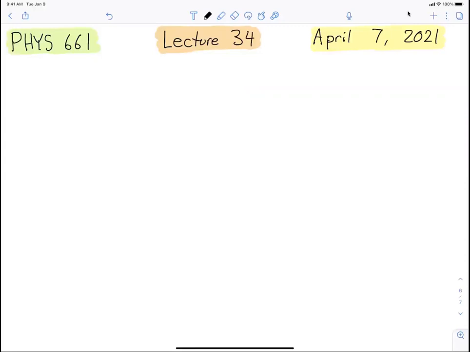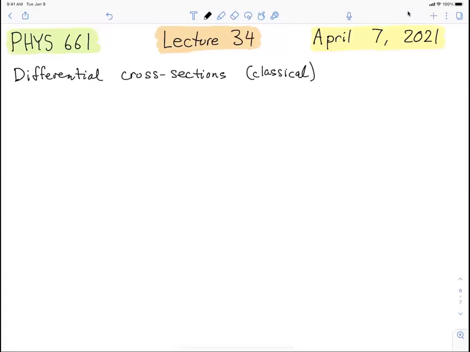And so today, we're going to be talking about differential cross-sections. And our first part of the discussion is just going to be classical. We're not going to be doing any quantum mechanics, and then we'll switch over to the quantum version about halfway through the lecture. So the idea here is we're going to consider some particles impacting on a target.